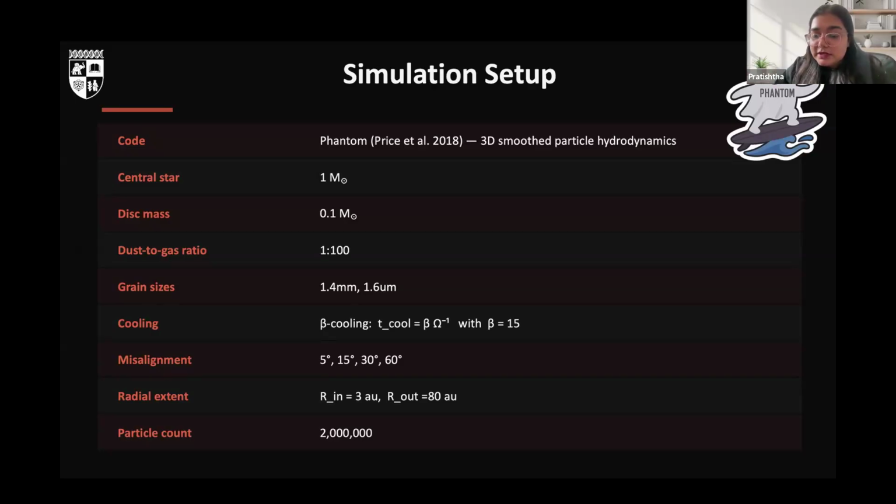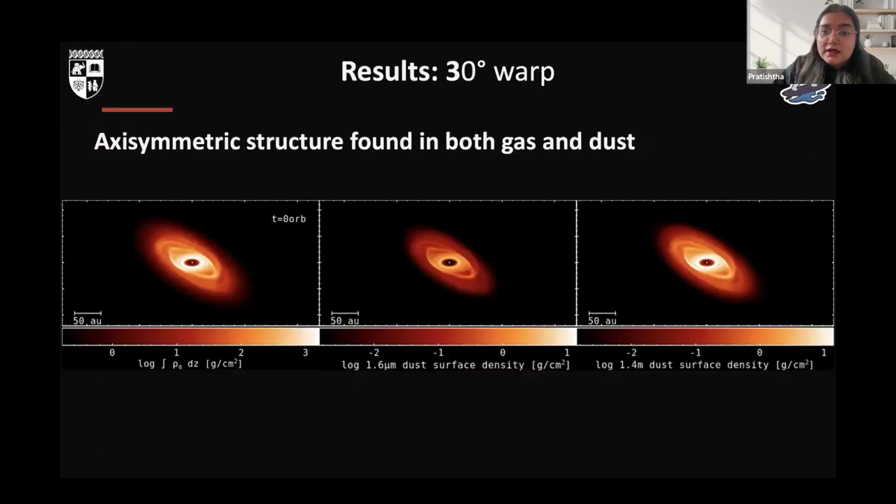Then we are using beta cooling with a beta value of 15. We explored the similar misalignments that Sal explored, so 5, 15, 30 and 60 degrees of warp misalignment. The radial extent of the disk is from 3 AU to 80 AU, and we're simulating this with 2 million particles. So let's jump right into the results.